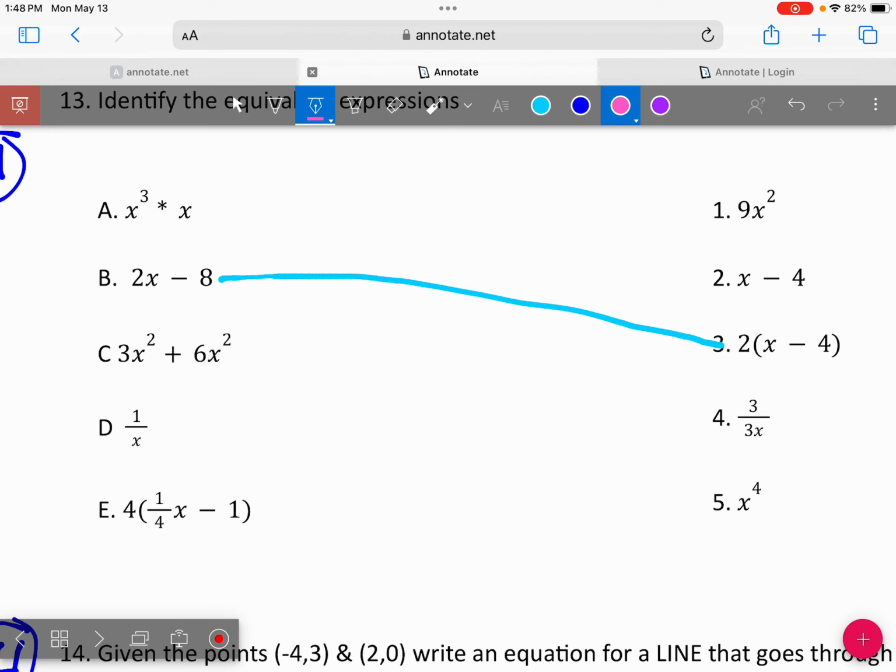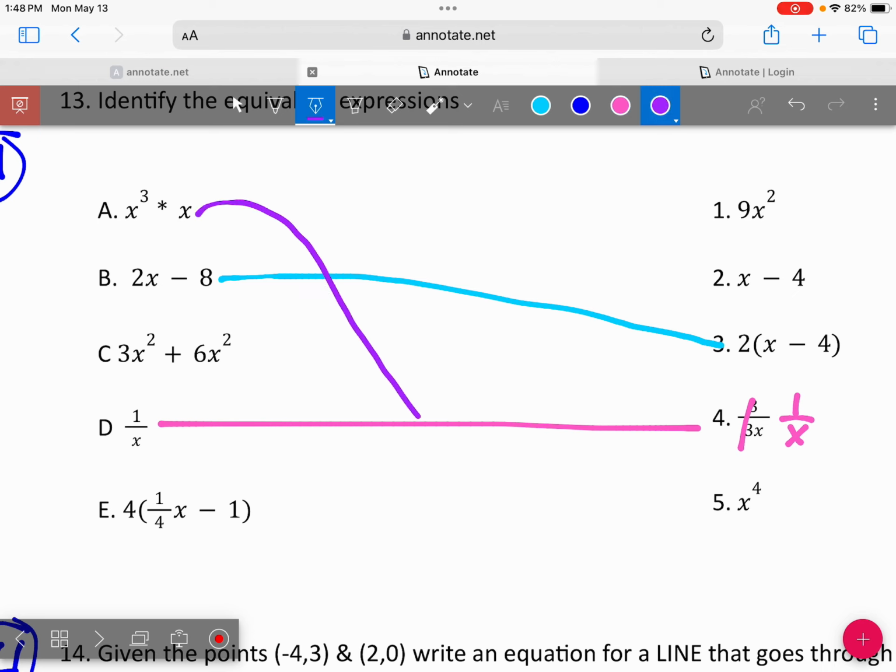So 4 has this 3 over 3. These are both going to cancel out to give me 1 over x. So it is exactly what we have for D. So on some of these, we may need to simplify. A with 5. A goes with 5. Again, we're simplifying, remembering our exponent rules here. We're multiplying this out. x cubed times x gives me x to the 4th.